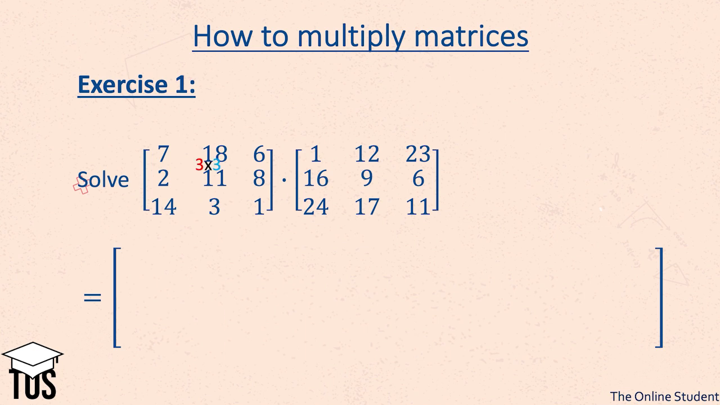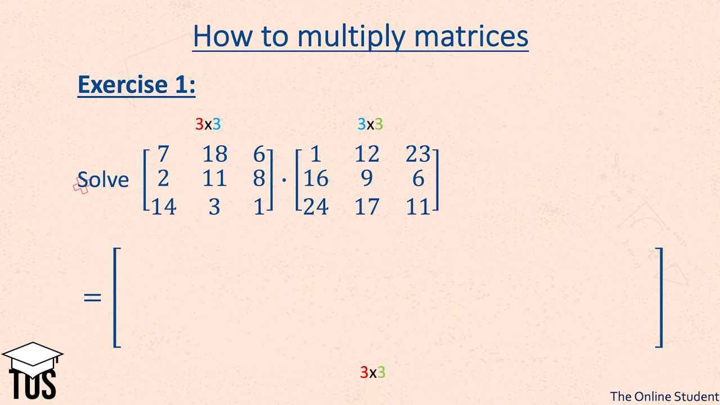Okay, this first matrix is a 3 by 3 matrix. It has 3 rows and 3 columns. The second matrix as well is a 3 by 3 matrix. We see that the number of columns of the first matrix is 3, and the number of rows of the second matrix is also 3. So we now know that it is possible to multiply these two matrices. The resulting matrix will be a 3 by 3 matrix.